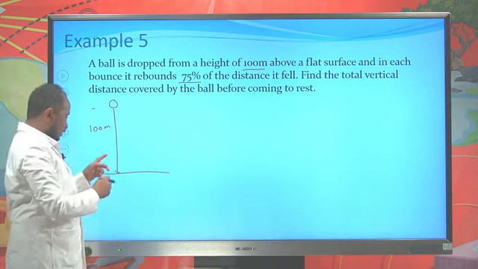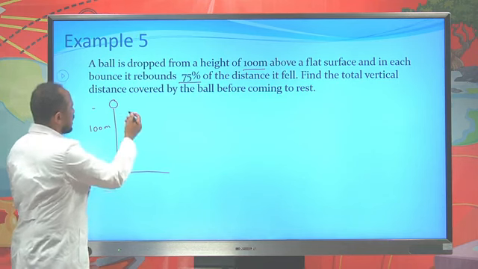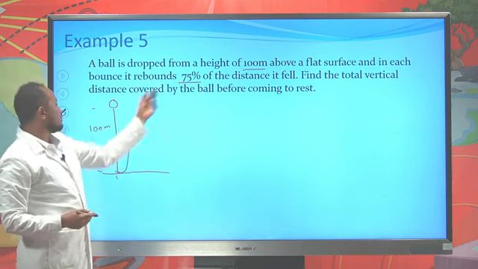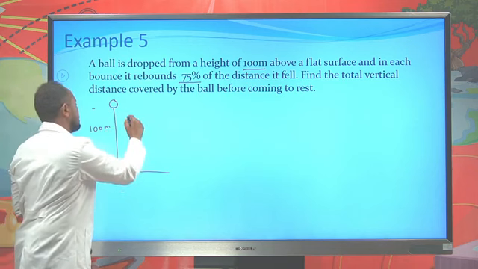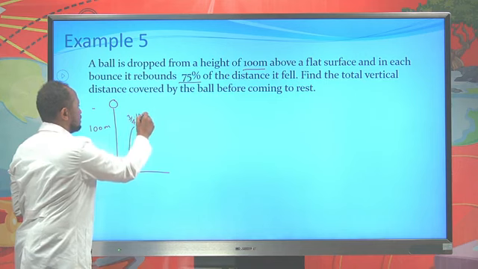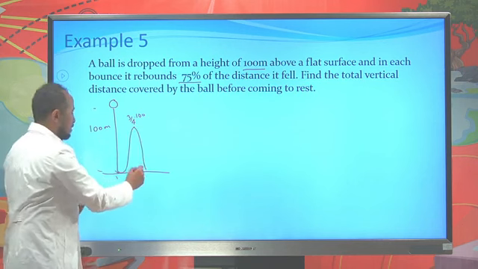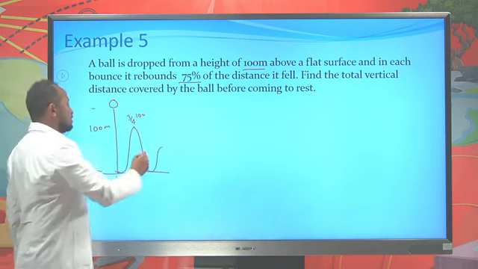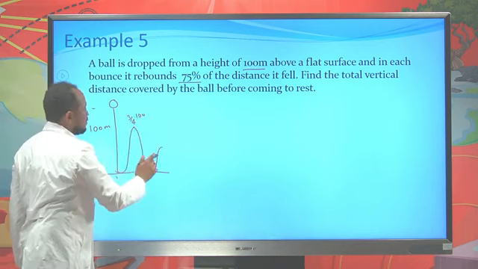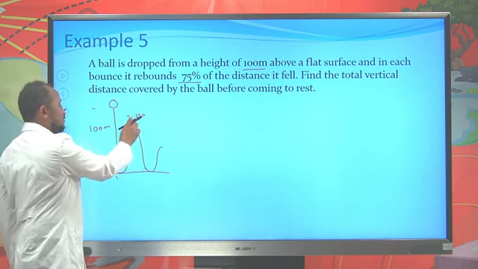So it rebounds to the height of 75%, or 3/4, of 100. It rebounds that much height. Therefore, this height is 3/4 of 100. And it falls down and continues like this. On the next rebound, it rebounds 3/4 of this one. It falls 3/4 of 100 meters, or, when you simplify, 75 meters.